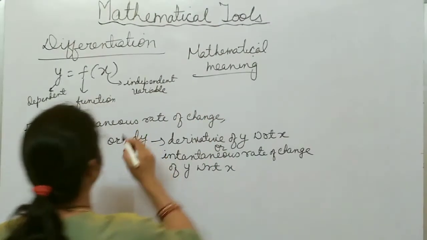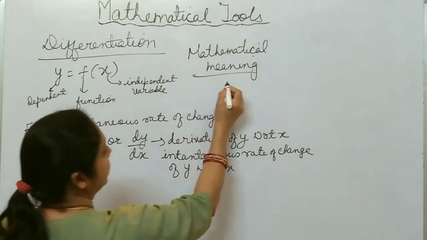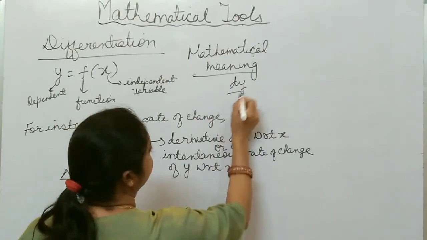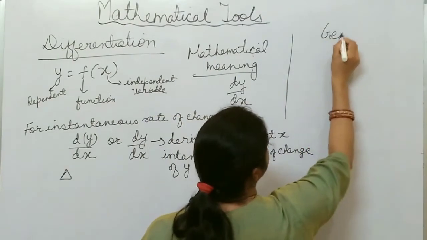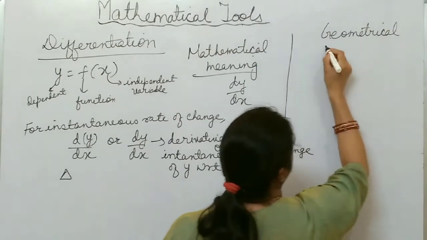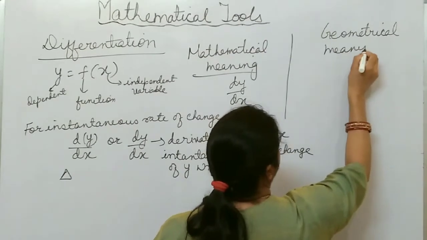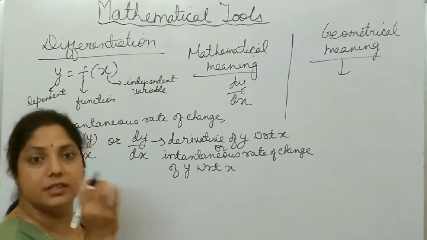And what does it mean? Instantaneous rate of change of y with respect to x, dy by dx. Now next is geometrical meaning. What is its geometrical meaning? Why is it used in physics, right? Geometrical meaning. So the geometrical meaning of this differentiation is slope.